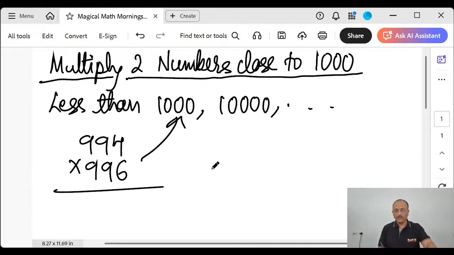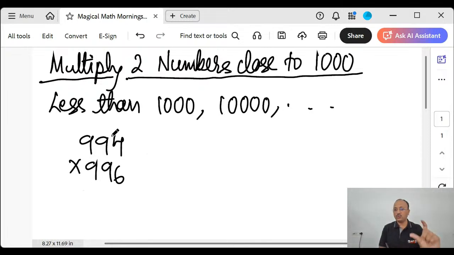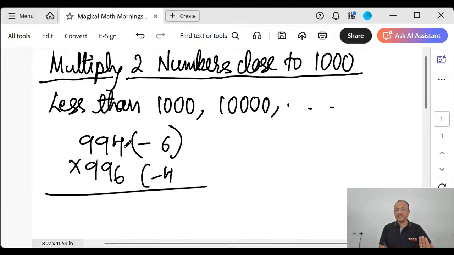What we do, first we are going to find out the difference of these numbers. We have to identify the base. What is the base for this? This is close to 1000. So find out the difference of these numbers from 1000. How much is 994 differing with 1000? It is minus 6. And what about 996? It is minus 4. So the answer comprises of two parts.